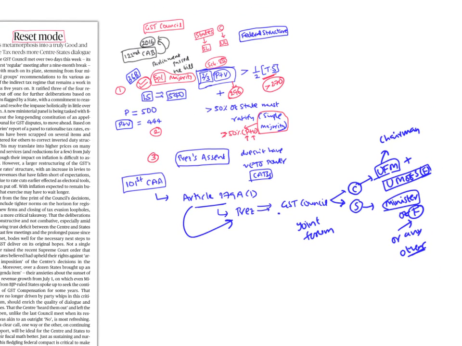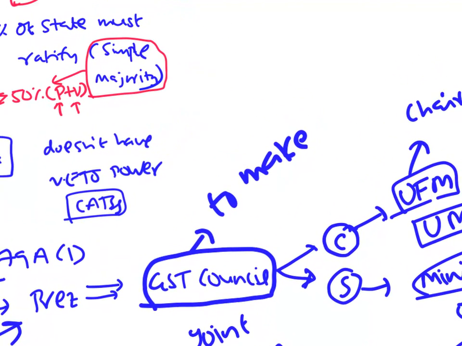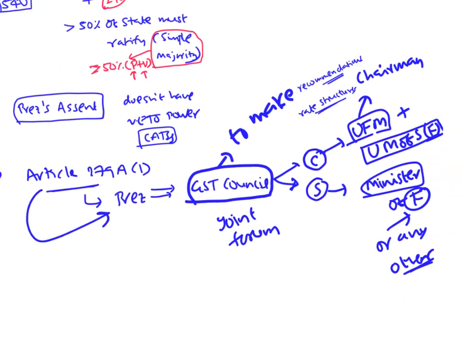So what is the objective of GST Council? To make recommendations. The objective of GST Council is to make recommendations with respect to several issues related to GST, like rate structures or slabs, which items to be exempted, which items to be charged extra GST, all these things. So GST Council makes all these recommendations.